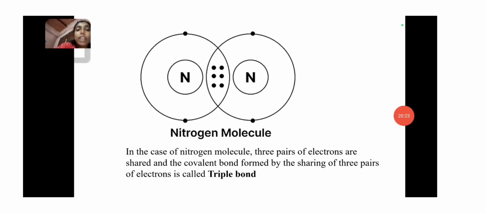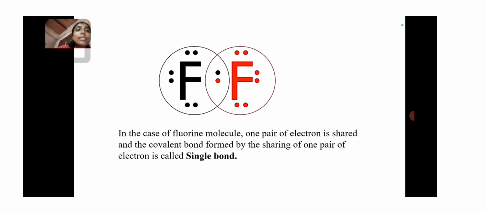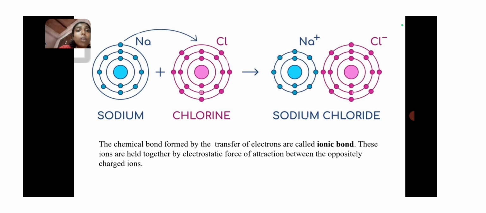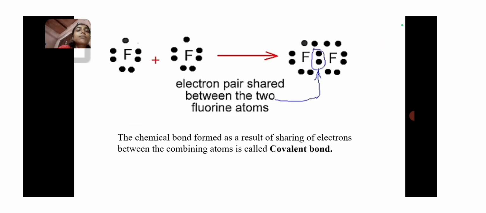So in case of nitrogen, two nitrogen atoms combine to each other to form a nitrogen molecule, and 3 pairs of electrons are shared, known as a triple bond. So we have discussed two types of chemical bond, that is ionic bond and covalent bond. In case of covalent bond, the chemical bond which is formed as a result of sharing of electrons between the combining atoms is known as covalent bond.